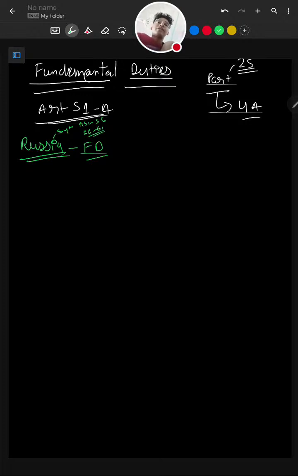Now the fundamental duties were actually added by your Sardar Swaran Singh committee.